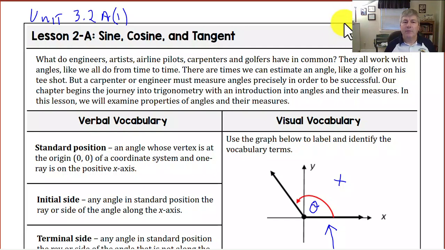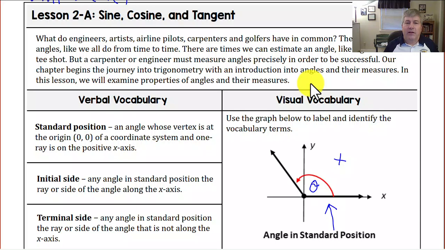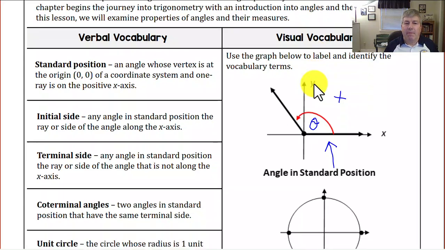Welcome back. The objective of this video is to preview some of the prerequisites as we head into our studies of trigonometry. So we're going to study angles, rotation of angles, standard position, and those types of things. So let's begin with our vocabulary.